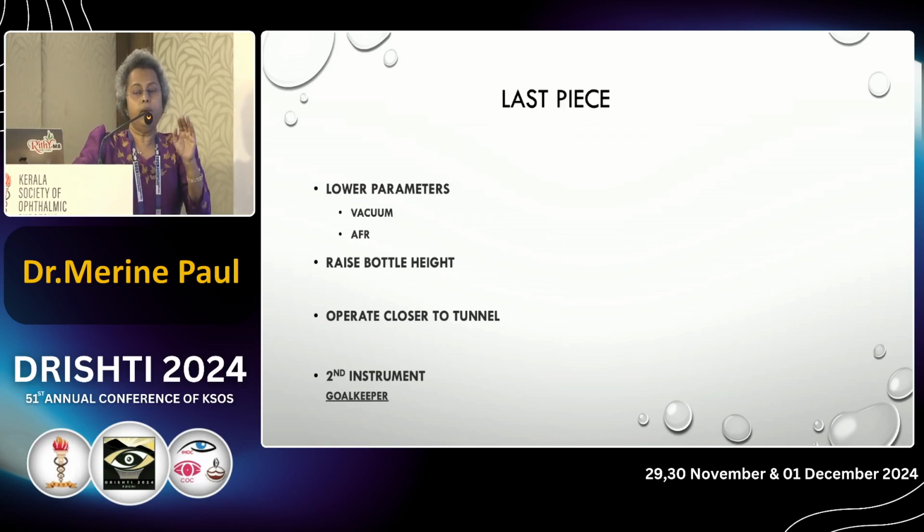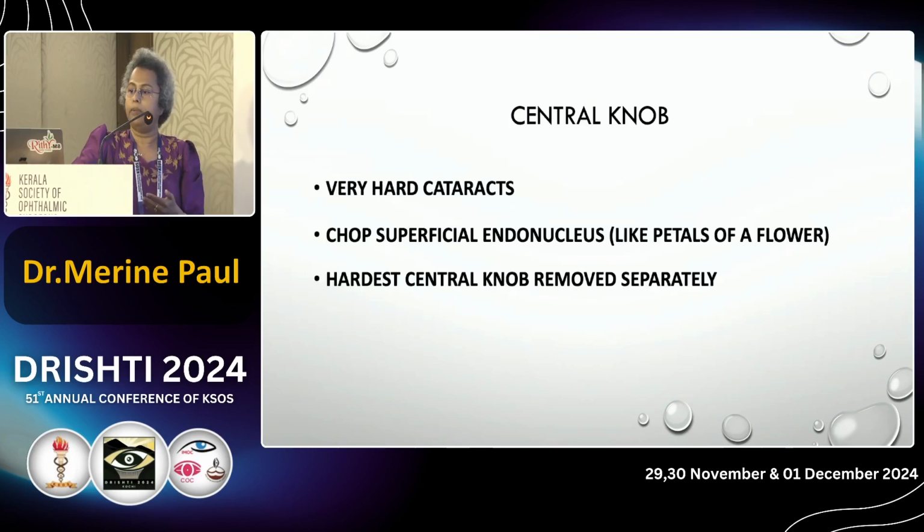When you come to the last piece, you need to be a little more careful. Please lower your parameters, both the vacuum and the AFR, and raise the bottle height so that your PC is down. For the last piece, you can come a little further away from the posterior capsule and closer to the tunnel, but obviously not at the endothelium. And always use your second instrument as a goalkeeper.